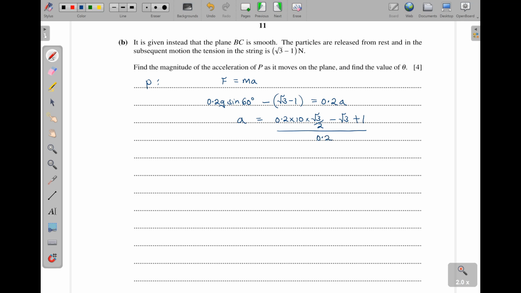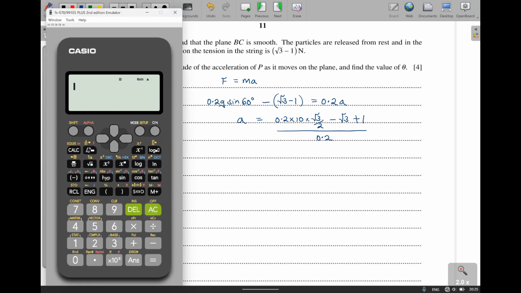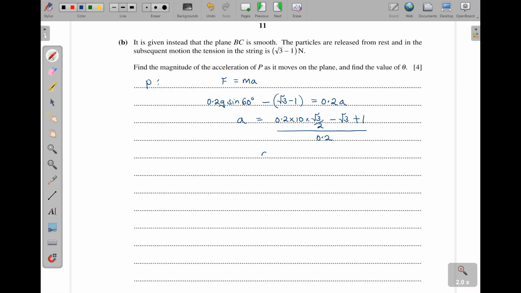So putting all of it together in the calculator, what do we get? 0.2 times 10, that one will give us 2. Divide by 2, 1. So we get root 3. Then minus root 3, you shall get 1. Then 1 divided by 0.2, I think that gives us a 5. Yes, 5. So acceleration here is equal to 5 meters per second squared. As simple as that. Then next, let us look at now the forces which are acting on Q.